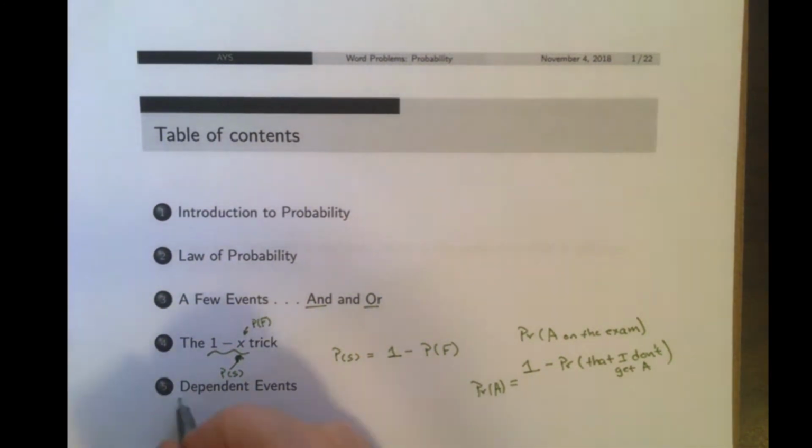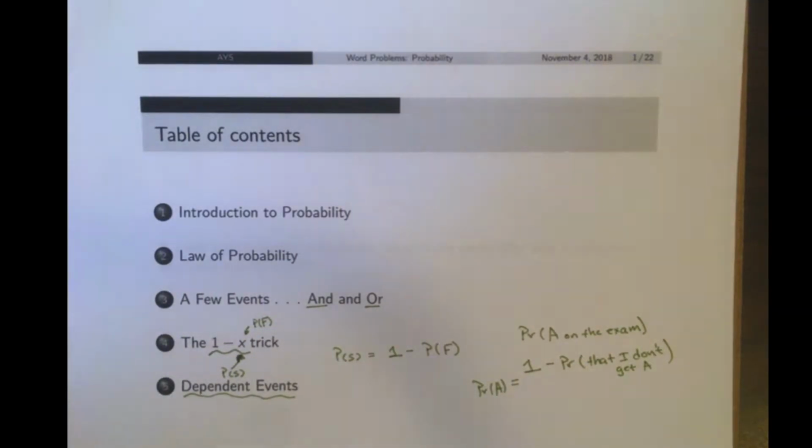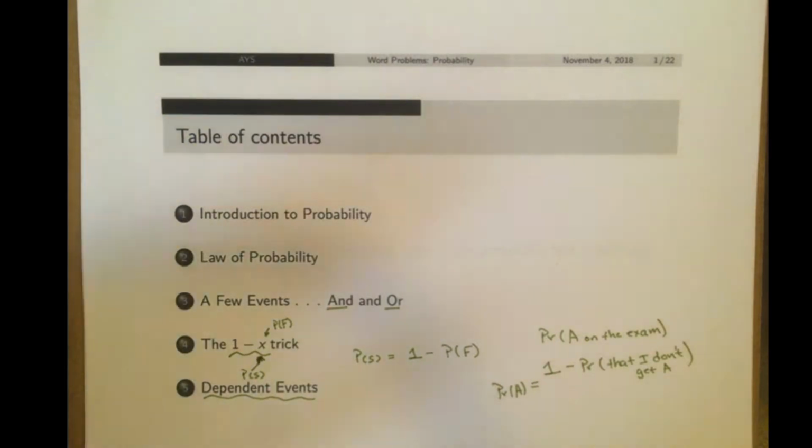Then dependent events. Dependent events is when the probability is changing with every single event. So that example could be maybe picking balls out of a box. If every single time I pick out a ball from the box, there's less balls in the box for the next pick. So these are dependent events.